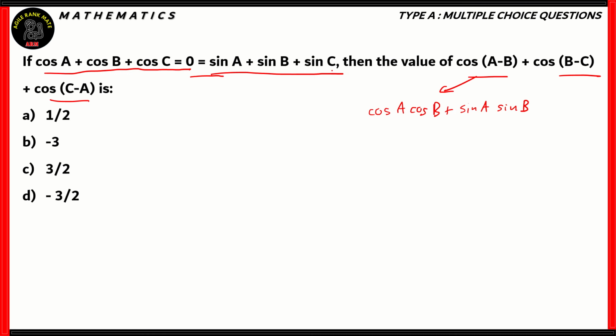However, let's start off from the other end, the condition. Now in this condition, sin A plus sin B plus sin C equals 0, cos A plus cos B plus cos C equals 0. Let's write that down first.